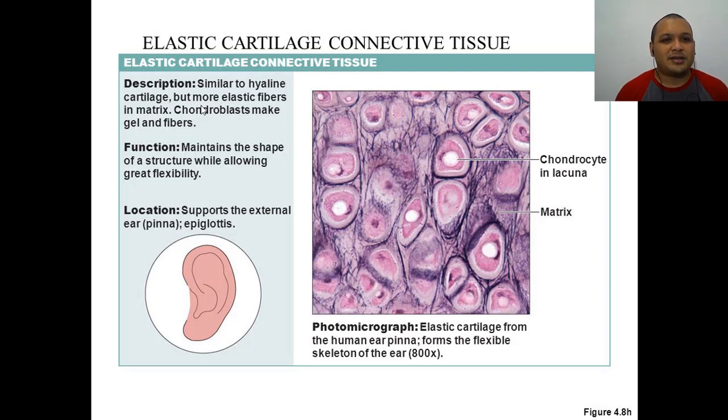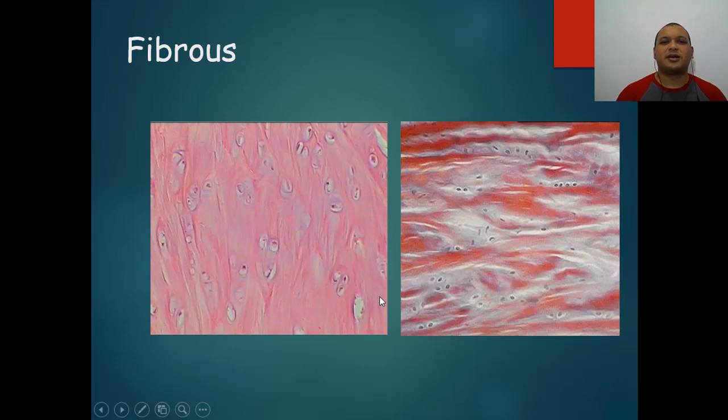Elastic cartilage, in terms of structure, is almost similar to hyaline, but what makes it different is the plasticity, because this one is more elastic, and the chondroblast also makes what we call gel and fibers. The example of this type we can find in our ear, which is the pinna or the external ear. So this is the elastic type, which we can find in our ear.